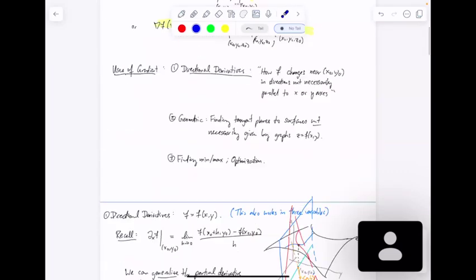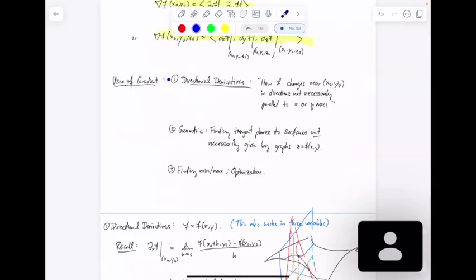Okay, so let me recap. Uses of gradients. We found several uses in terms of directional derivatives: how f changes in different directions at a point, and which direction your directional derivatives are maximized, minimized, and are 0. We looked at the geometric meaning of gradients. So if you have a surface given to you by some function of 3 variables that's equal to a constant, you can now find tangent planes relatively easily at any point on your surface.